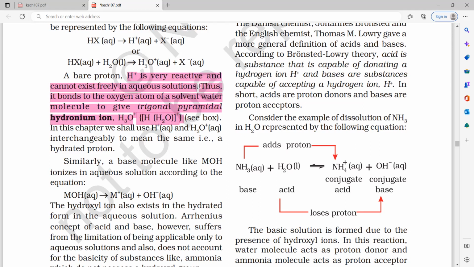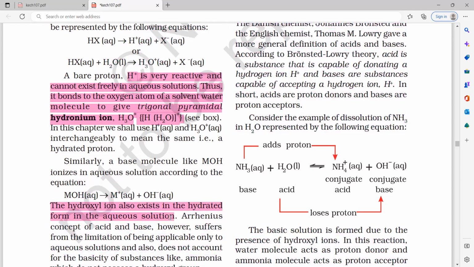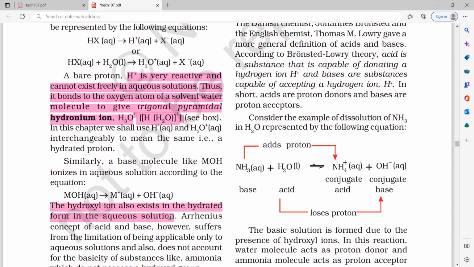Similarly, a base molecule like MOH ionizes in aqueous solution according to the equation MOH aqueous gives M positive aqueous plus OH negative. Now we have OH negative, so this is a base. The hydroxyl ion also exists in the hydrated form in the aqueous solution. So this is the simple definition by Arrhenius.